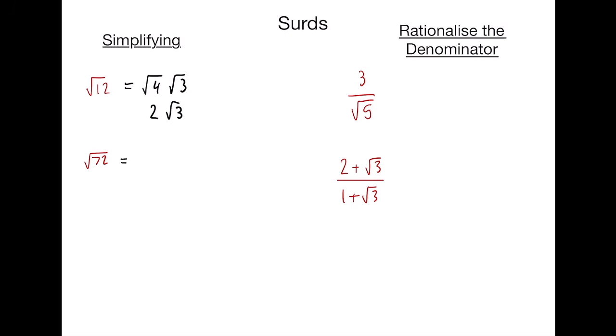Root 72, a lot of you will look at it and think that the biggest square number that goes into it is 9. However, if you go a little bit bigger than that, you'll find 36 also goes into it. So we can write this one, root 36, root 2. Now the square root of 36 is 6, and we just rewrite that as root 2.